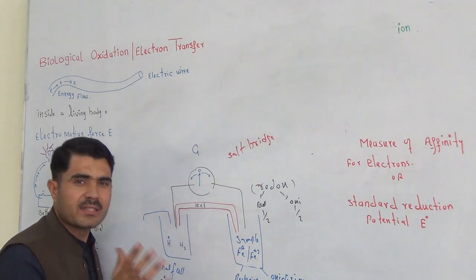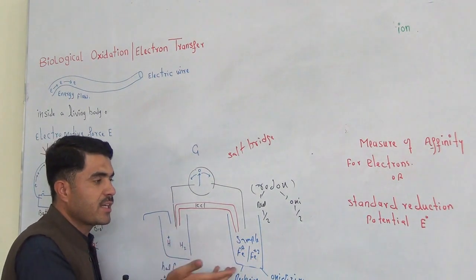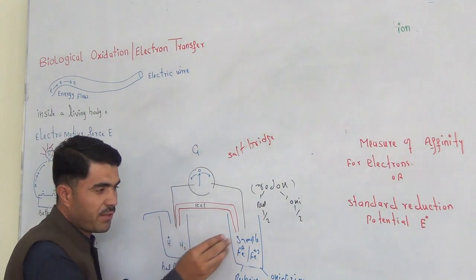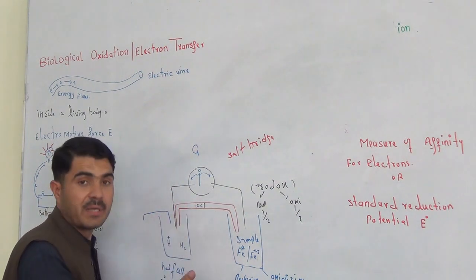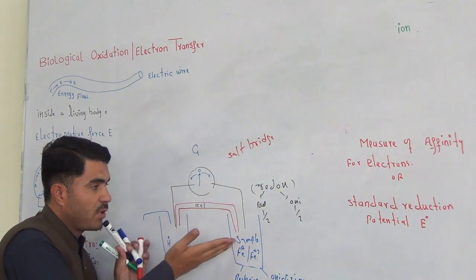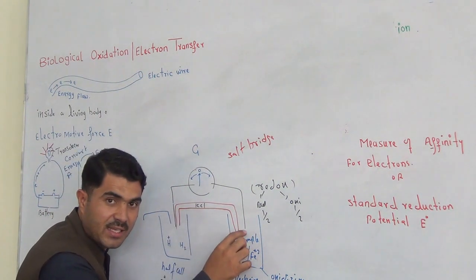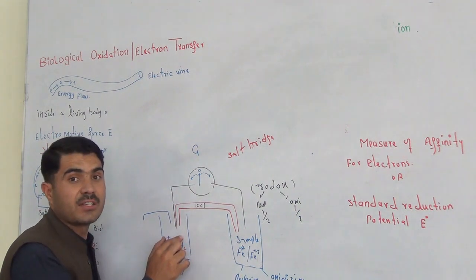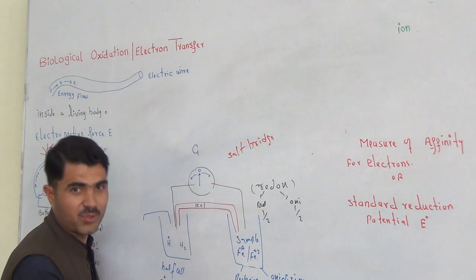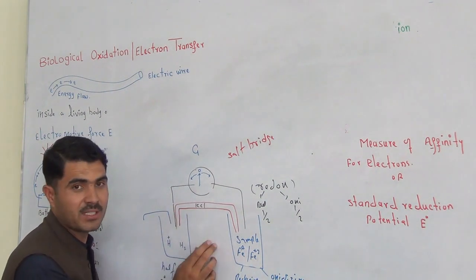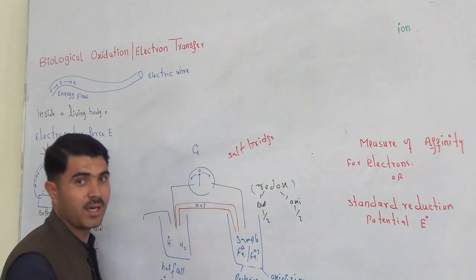It will prevent the accumulation of charges in both the cells. It will counteract the opposite charges. Meaning if positive charges are increasing here, negative charges will be increased there. Because of this salt bridge, neither the positive charge nor the negative charge will keep increasing here. So we will have a constant flow of electrons. The main purpose of the salt bridge is to prevent the charge accumulation in both the cells.